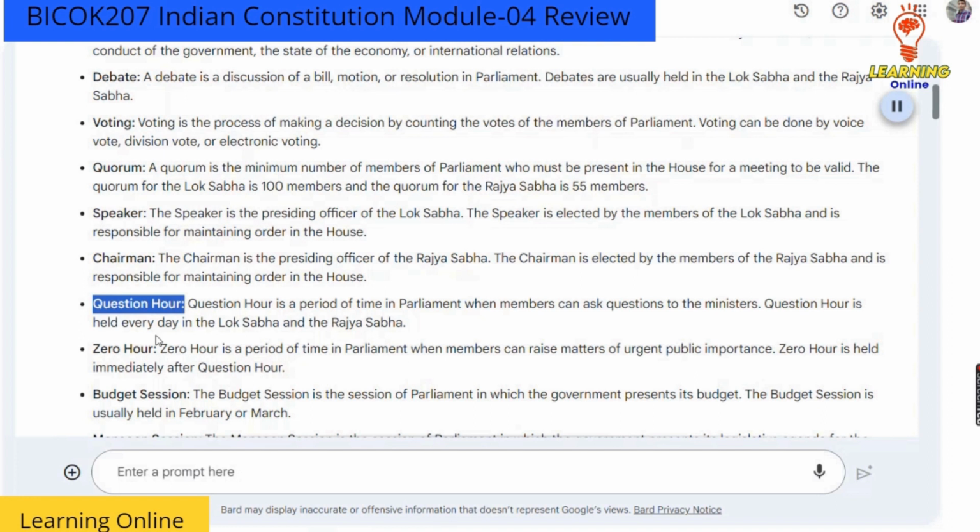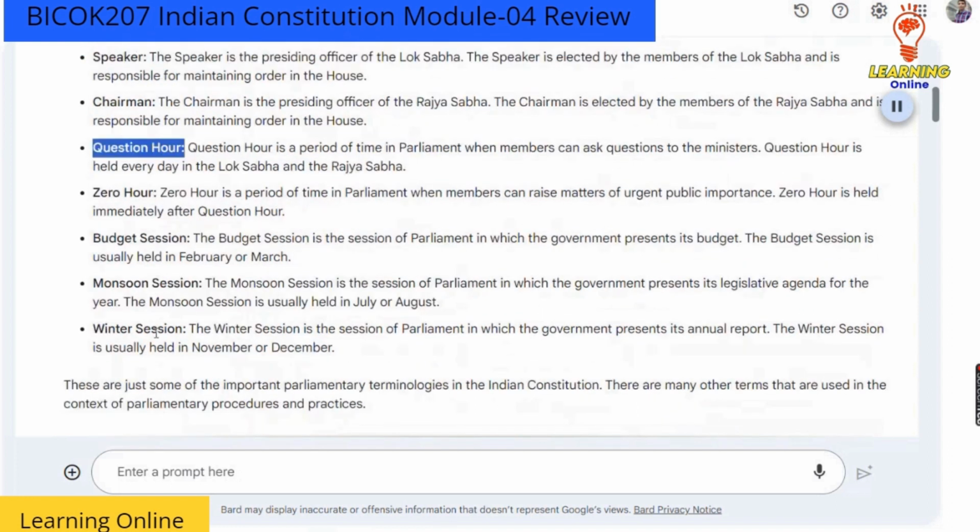Question hour. Question hour is a period of time in Parliament when members can ask questions to the ministers. Question hour is held every day in the Lok Sabha and the Rajya Sabha. Zero hour. Zero hour is a period of time in Parliament when members can raise matters of urgent public importance. Zero hour is held immediately after question hour.